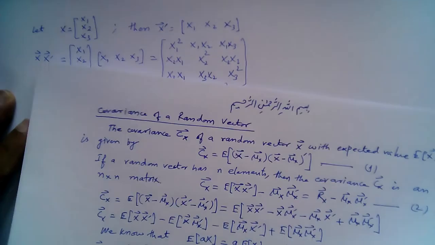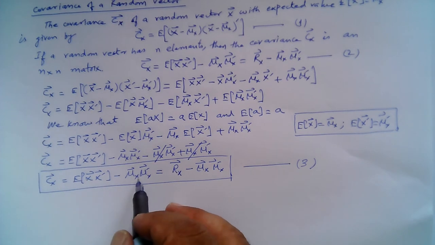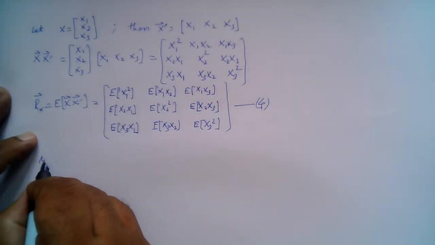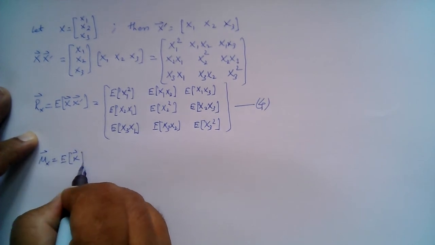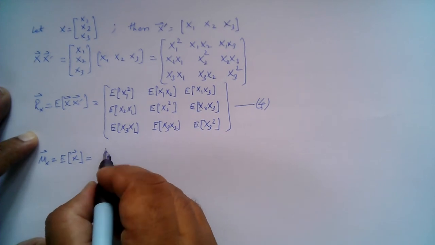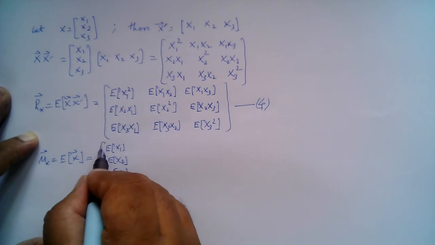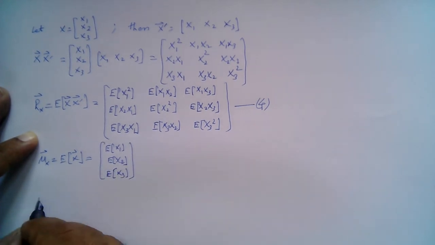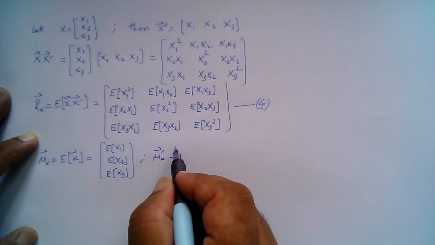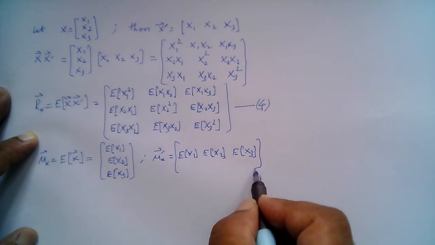From this expression, we have calculated this part of the equation, right? Now we can calculate this one also to further derive the covariance matrix. For example, mu x, which is the expected value of x, is given by the expectation of the individual elements in this vector. So this will be the expected value of x1, expected value of x2, and expected value of x3, right? And similarly, mu x dash bar, the transpose, will be equal to the expected value of x1, expected value of x2, and expected value of x3, just that it is a row vector now.